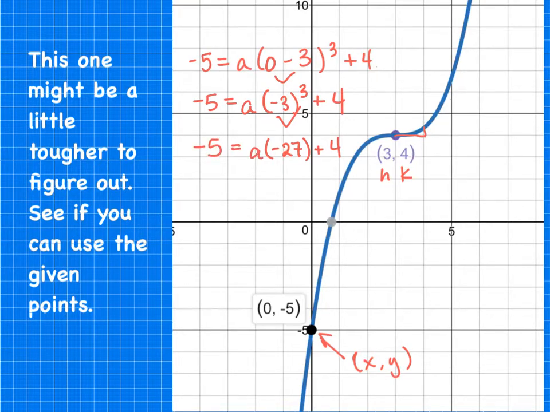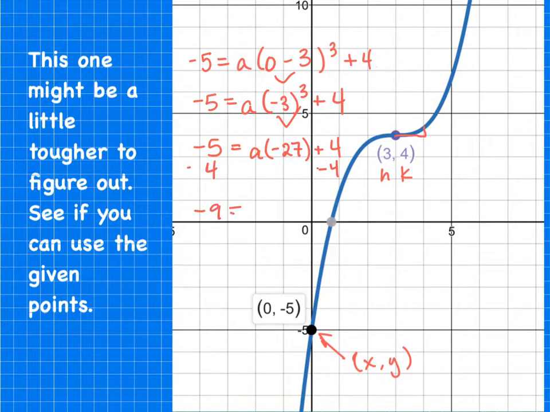One really common mistake happens right here. People have a tendency to want to add this negative 27 plus 4. The problem with that is we have a times negative 27, which means these two are attached, and you have to keep them attached unless you divide by that negative 27. So the first thing we actually need to get rid of is this 4. So what we're going to do is subtract 4 from both sides.